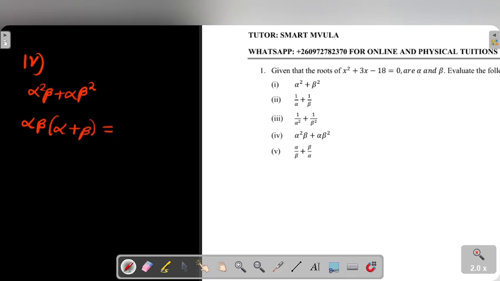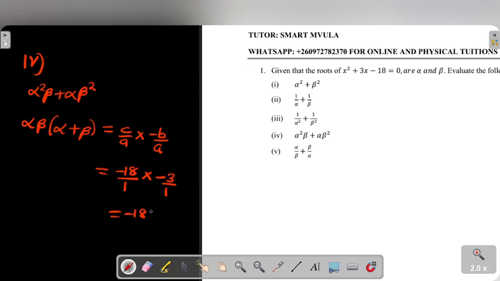Then now this will give us what? Alpha beta, that's C over A. Then you are multiplying this one with alpha plus beta, the property, that's negative B over A there. So this will give us, remember our C is negative 18, then what is A? 1. Then we are multiplying this by negative, what is our B? That's positive 3. A is 1. Okay.